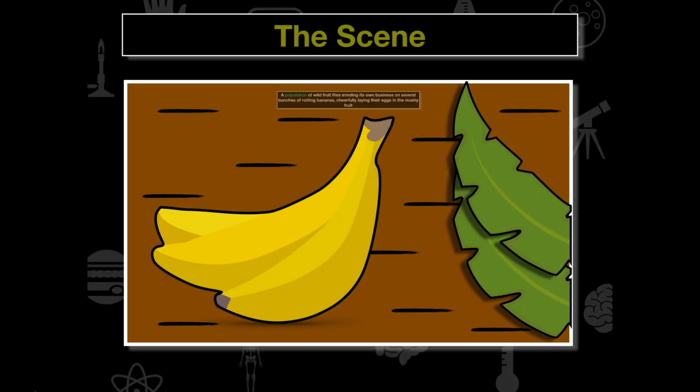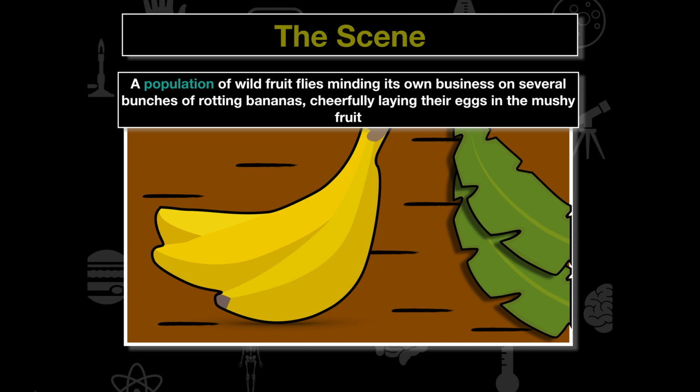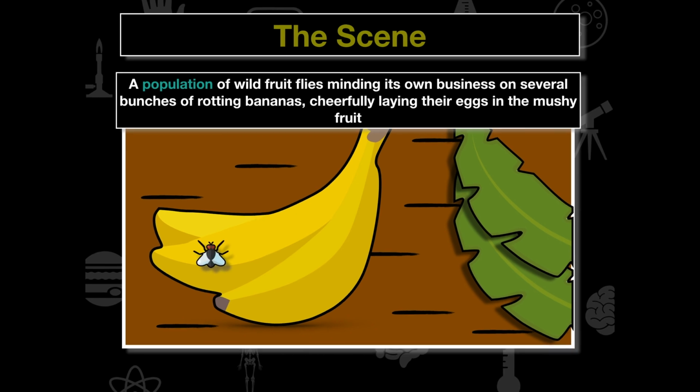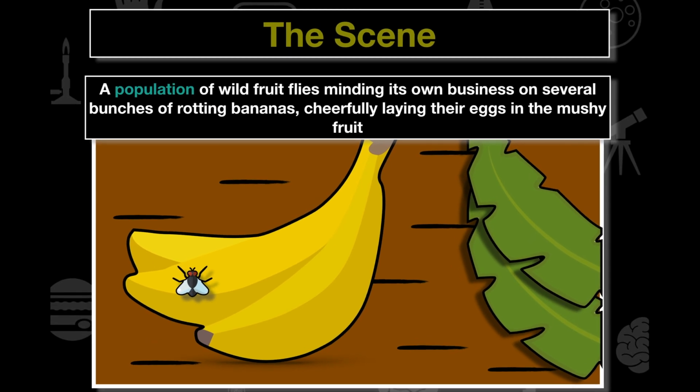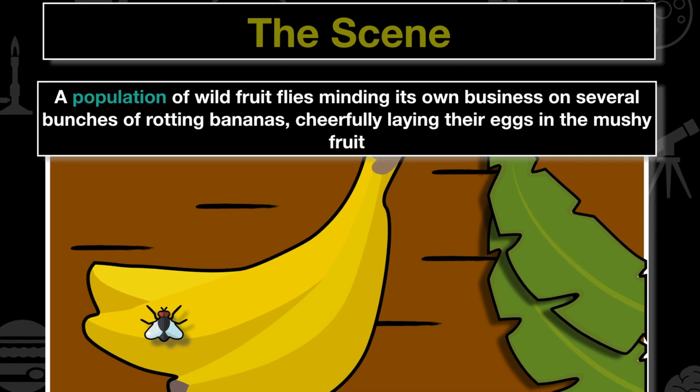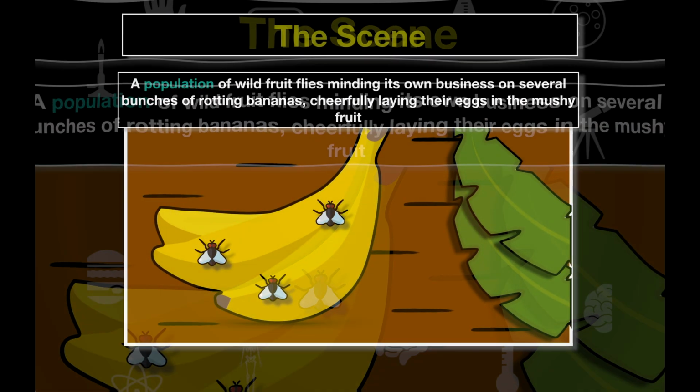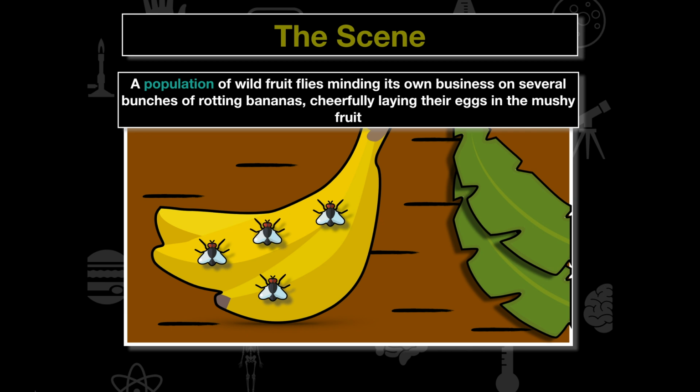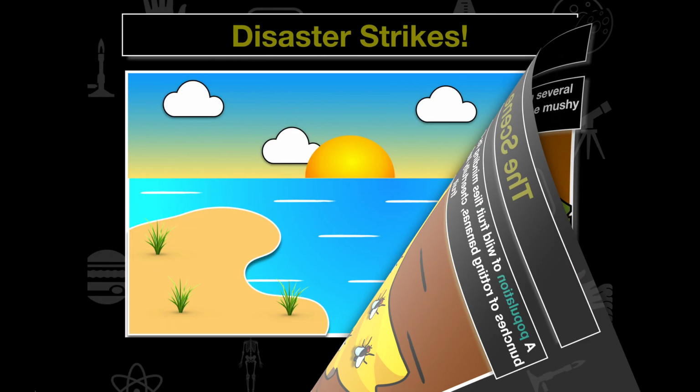So what we're going to do is follow this population of flies on a banana. A population of wild fruit flies is minding its own business on several bunches of rotting bananas, and they're cheerfully laying their eggs into this mushy fruit. So we can pay attention to the coloration of these flies, and we can see that these are fruit flies feasting on this banana here.